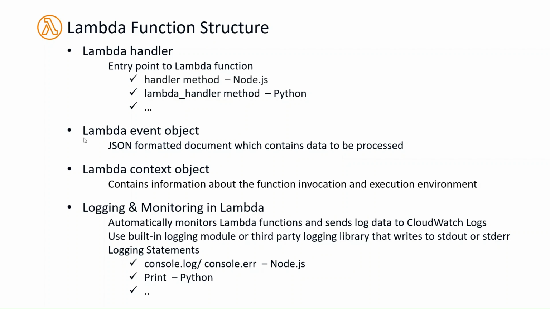Next, logging and monitoring in Lambda. AWS Lambda automatically monitors Lambda functions and sends logs to Amazon CloudWatch logs. A log group is created with the same name as the Lambda function in the CloudWatch logs. We can use the built-in logging module or a third-party logging library that writes to stdout or stderr. For example, the statements console.log or console.error in Node.js or print in Python will send the log data to CloudWatch logs.